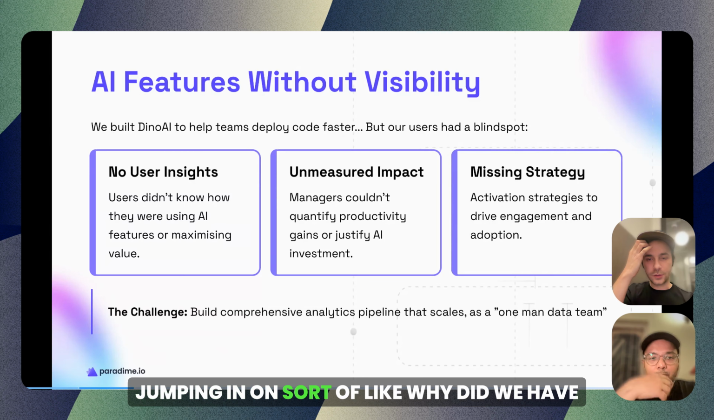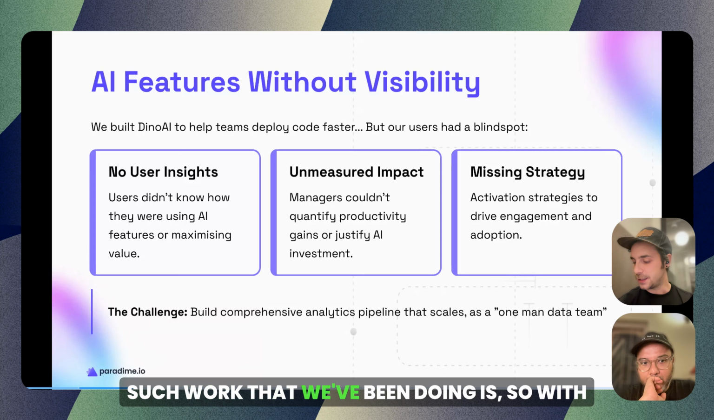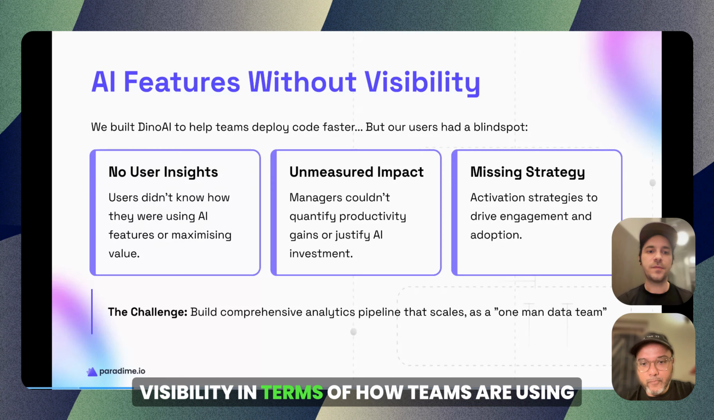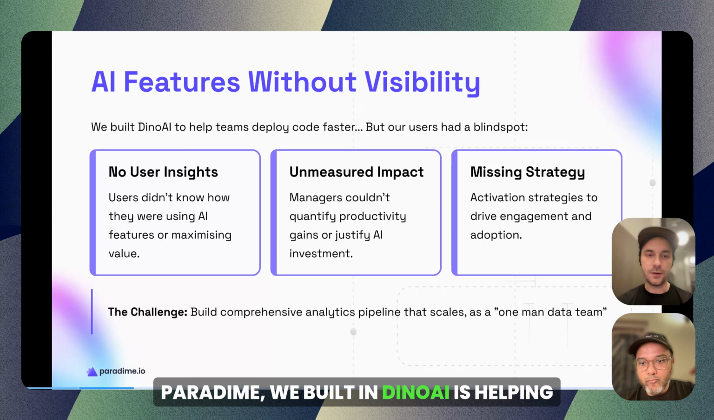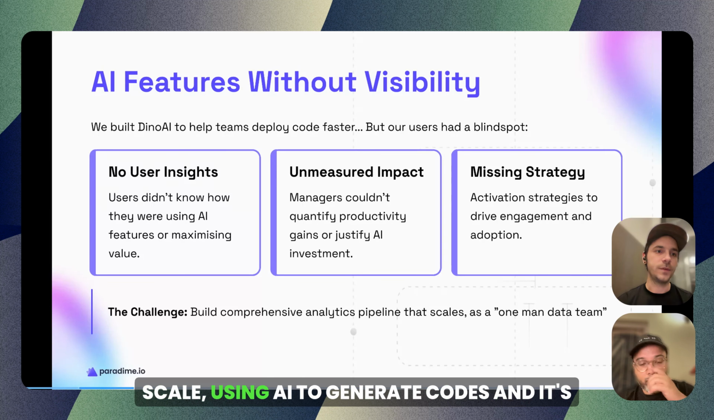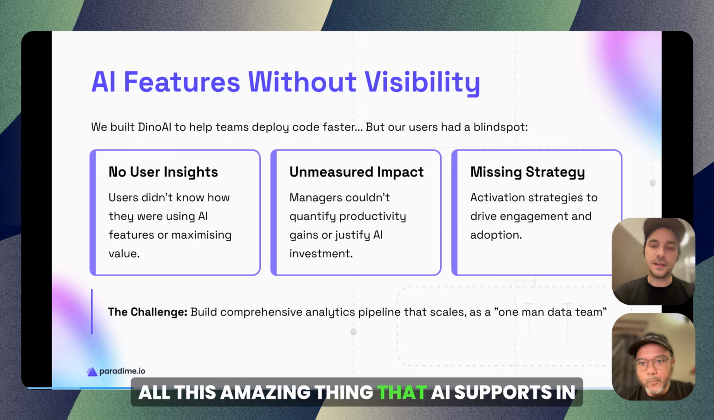Jumping in on why we had to come up with such infrastructure and such work: with Paradime, we wanted to bring more visibility into how teams are using the product. And really one important thing is that with Paradime, we build in Dynamo. It is helping users massively to deploy code faster at scale, using AI to generate code and documentation, all these amazing things that AI supports in some of those workflows.